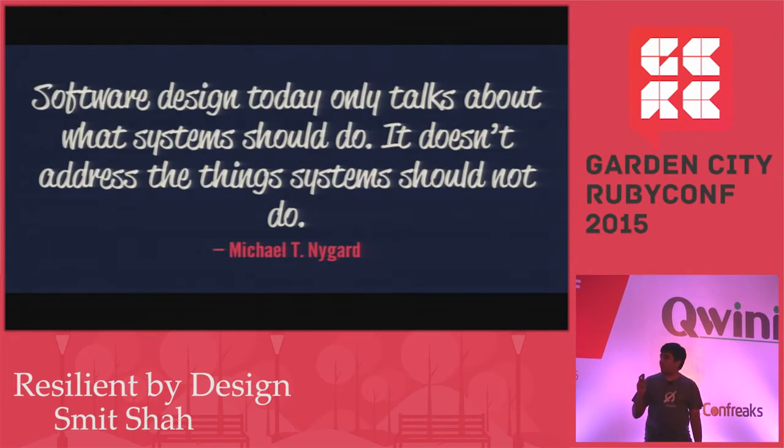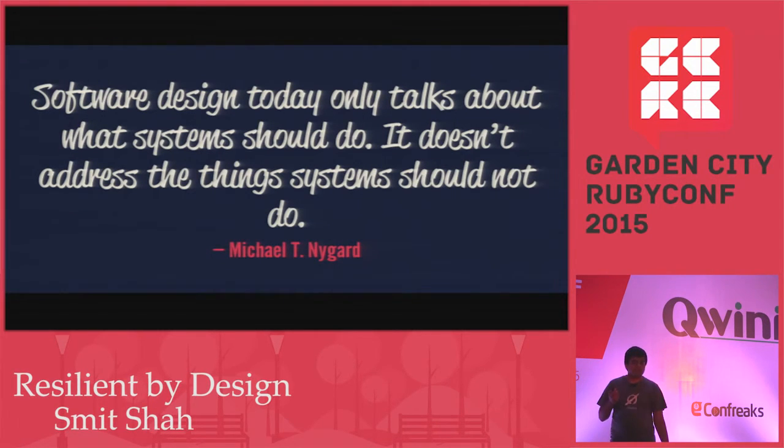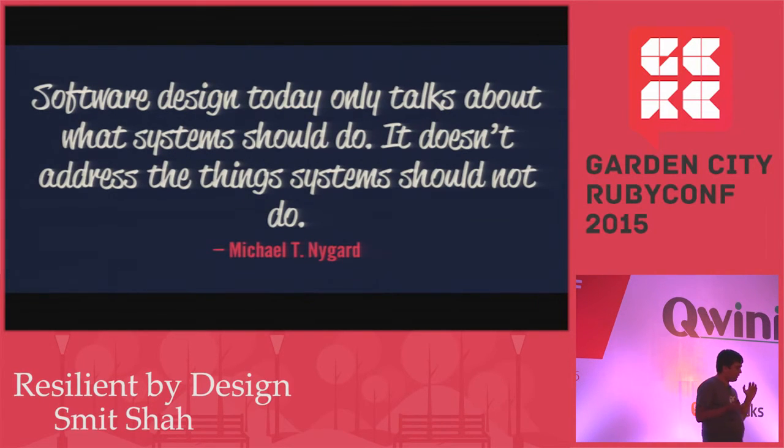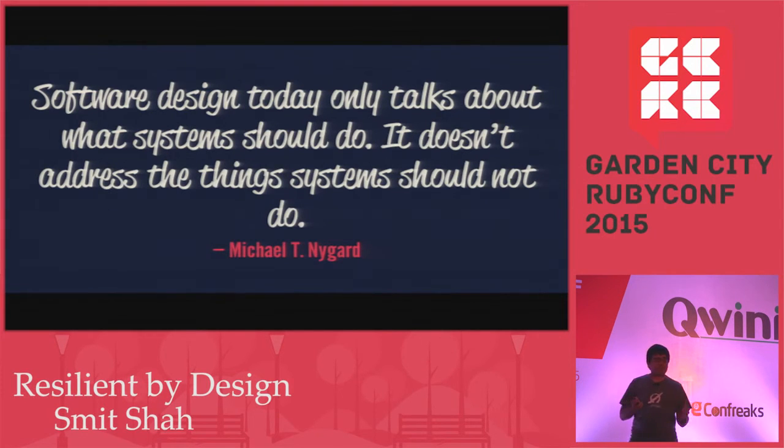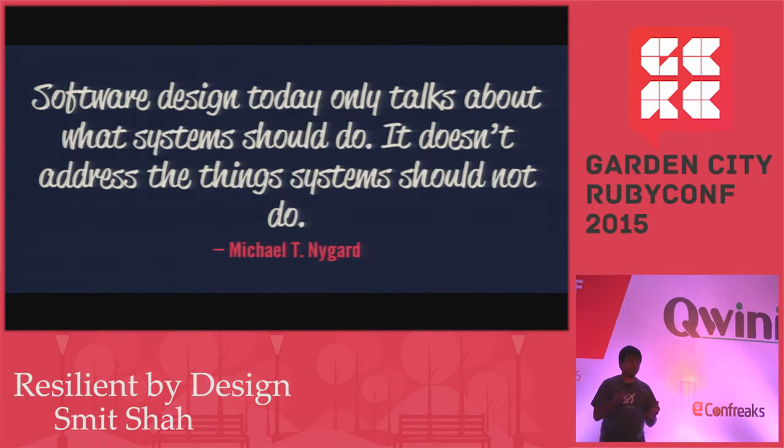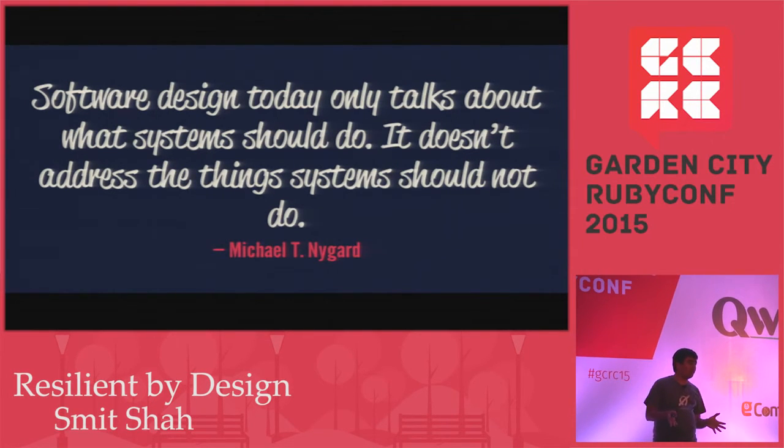One of the quotes I have is by Michael Nygard, that software design only talks about what systems should do, not what systems should not do. Because if we only think about the happy path, I can assure you that in production, when you actually encounter a scenario that you didn't think about, things won't go well. You need to think about it.